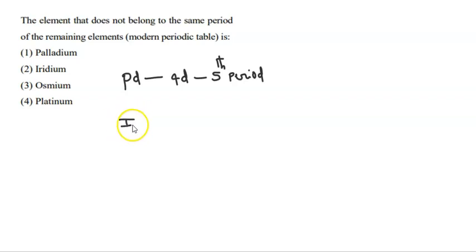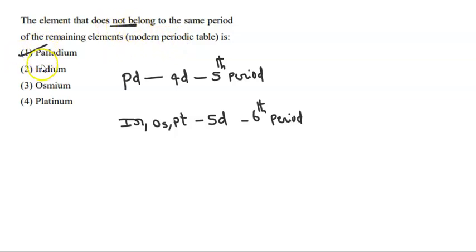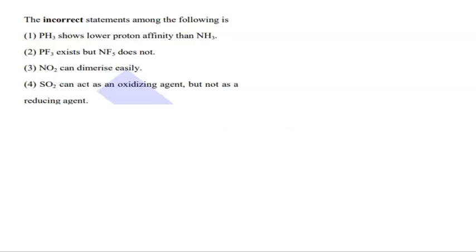If I am going to take iridium, osmium, platinum, all these are 5d series elements which belong to the sixth period of the periodic table. So which does not belong to the same period? Palladium. Option 1 is the correct answer for the given question.